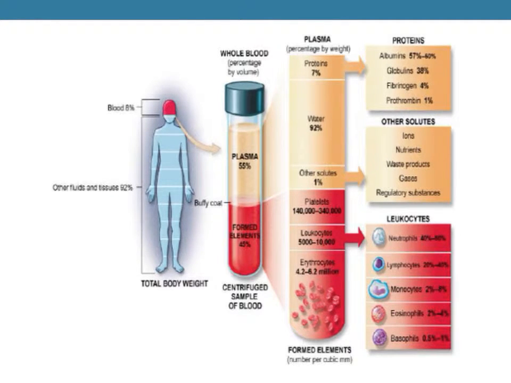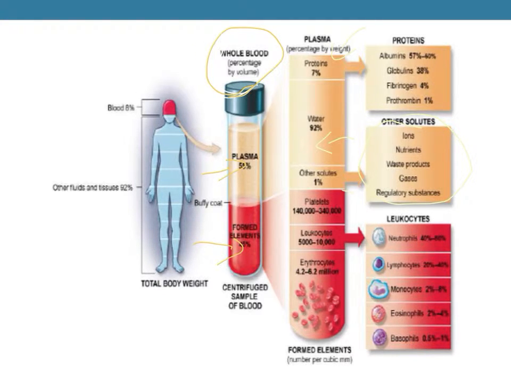This is a reminder of what the blood is made up of. It's a nice graphic. It takes some time to have a look at it. We've got the whole blood over here, mainly made up of plasma and the formed elements. If you break it down, you've got proteins, mostly water in the plasma, and some other solutes, ions, nutrients, waste products, gases, and regulatory substances.